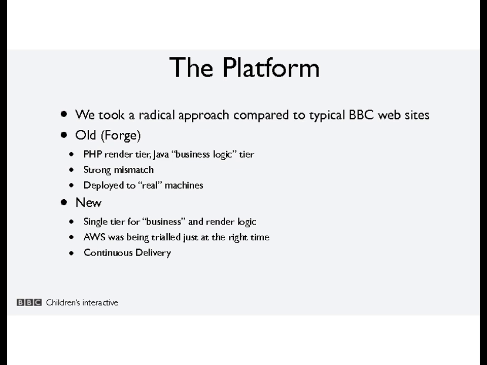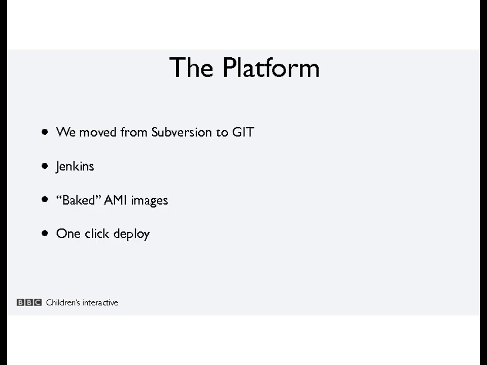Also, AWS was being trialled just at the right time elsewhere in the business. So we were able to utilise that and bring in continuous delivery at the same time as Play, which Play allows you to do fairly easily. A couple of other things on the side is we moved from Subversion to Git for more flexibility. When we deploy our Play applications using some of the tooling elsewhere in the business around AWS, we baked AMI images and had one-click deploy. And this was fairly easy to integrate with Play with SBT. We can generate RPMs with SBT and then just pass them into our bake system.